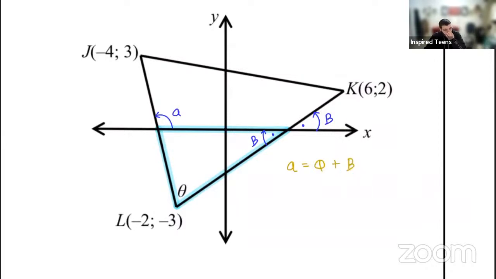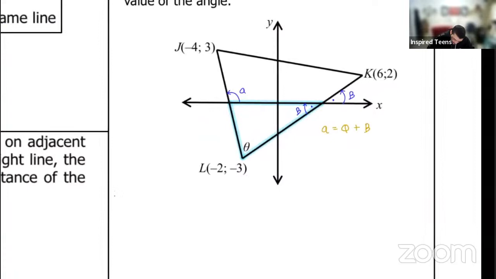So I said vertically opposite angles, angle beta is equal to that angle beta, vertically opposite angles. And then I need to identify that alpha is the exterior angle of a triangle, and it's equal to the sum of the opposite two interior angles. So that's why I'm saying that alpha is equal to theta plus beta. I hope that makes sense. So now I've found a way to solve it.